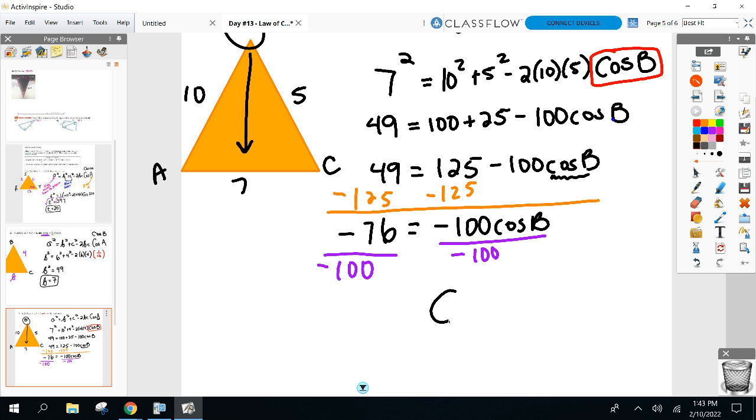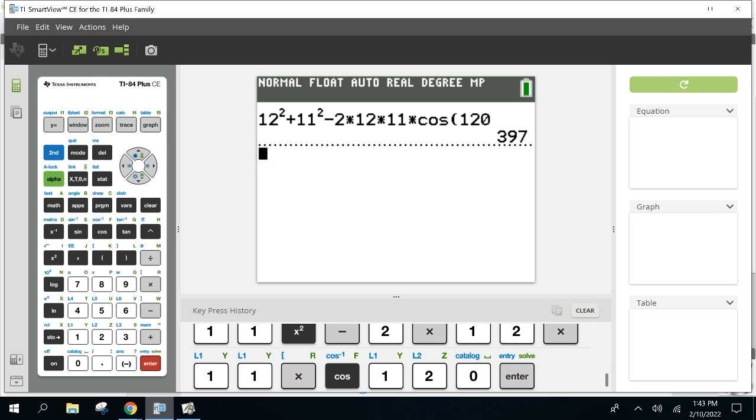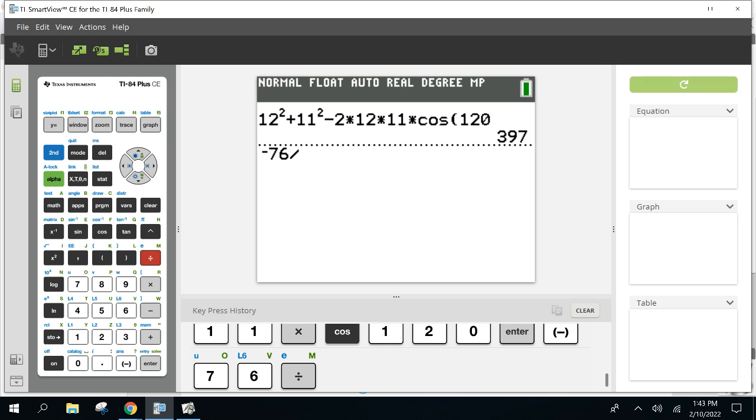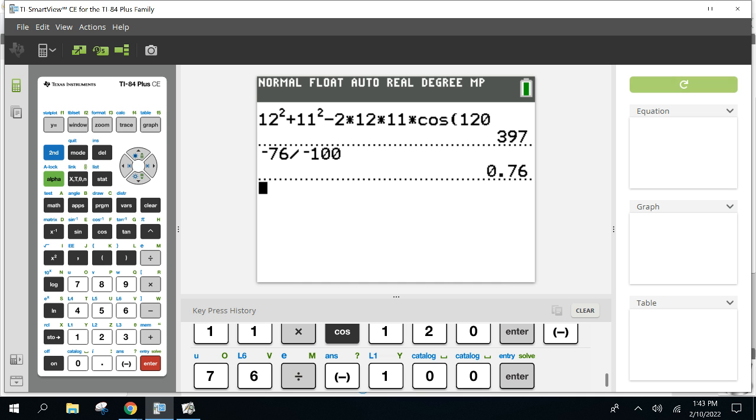So here we go. Final answer. The cosine of angle B will be equal to... How are you guys leaving your answer? Can I just ask how you're going to leave your answer? If I do negative 76 divided by negative 100, you can leave it like that. That's fine. You can also leave it as a fraction.